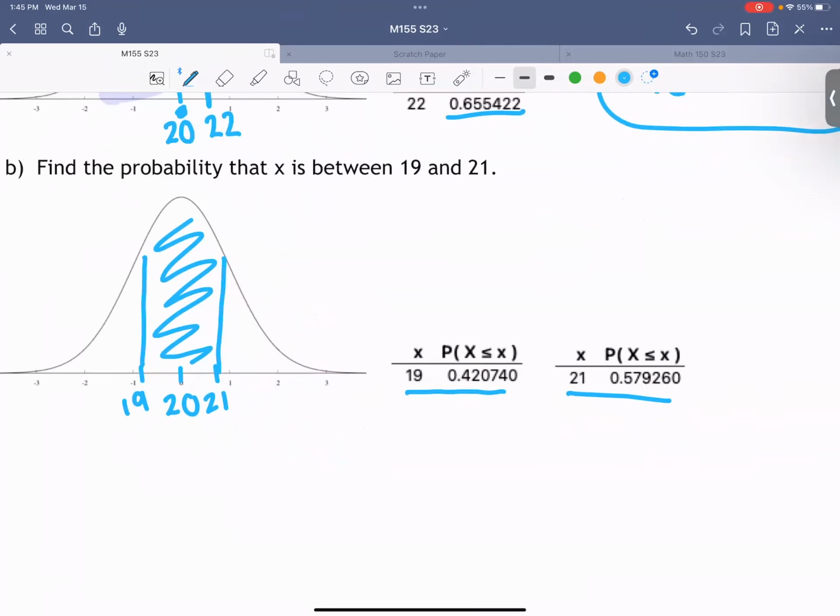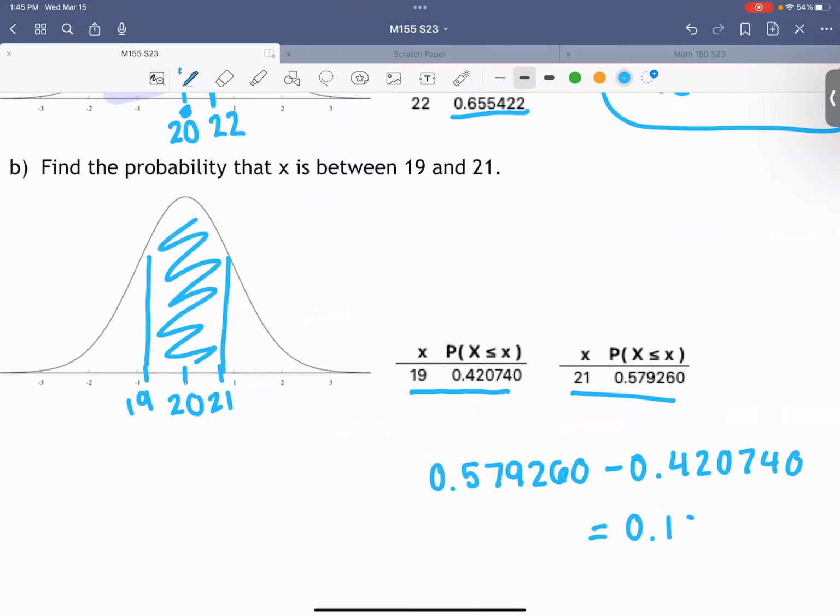How do we find between probabilities? Subtract them, right? You take the bigger number, 0.579260, and the smaller probability, 0.420740. When you subtract them, we get 0.1585. And that's the final answer. Whenever you find between probabilities, all you really have to do is subtract the two numbers.